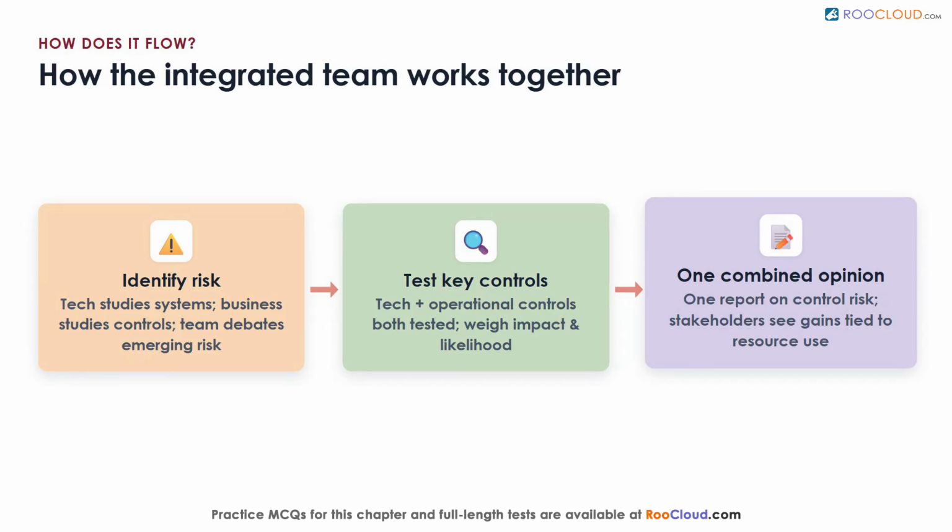Why do stakeholders love this? Process owners see how controls link to audit steps. Management sees control gains tied to better resource use. And one audit produces one complete report.